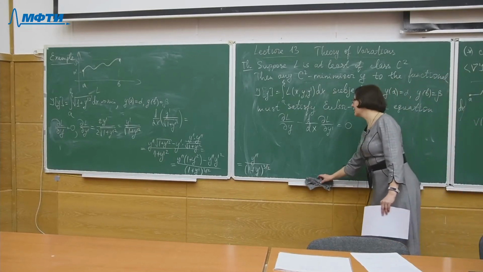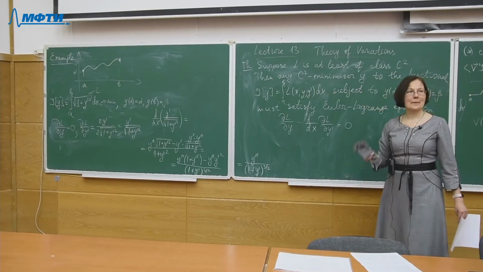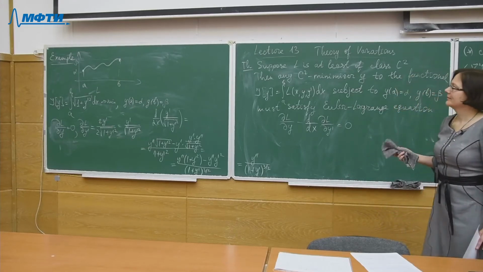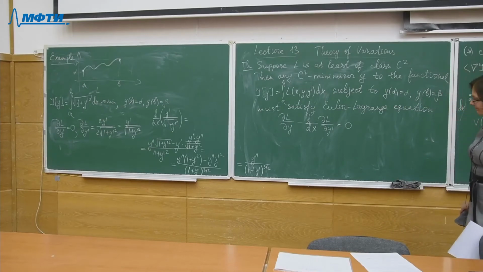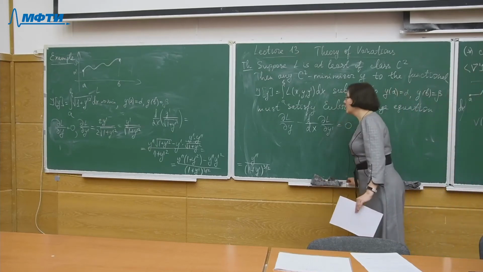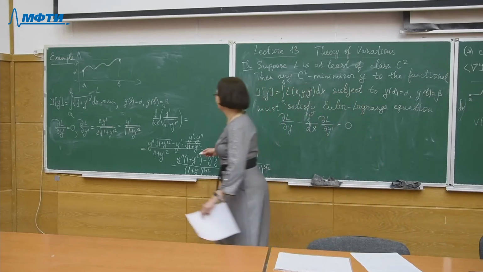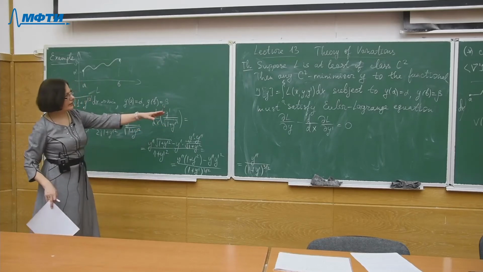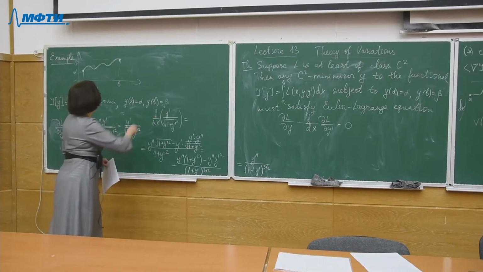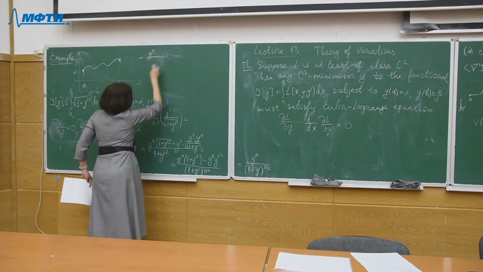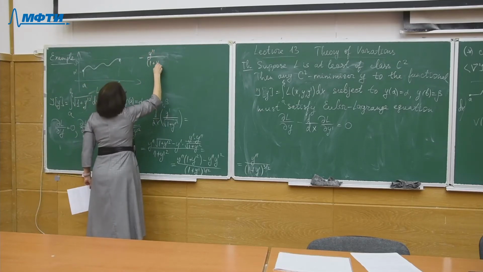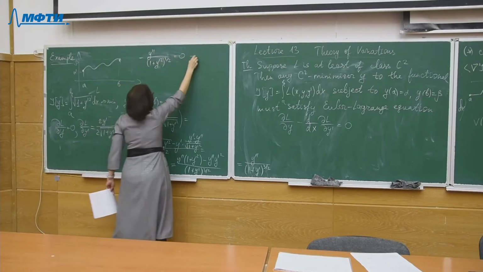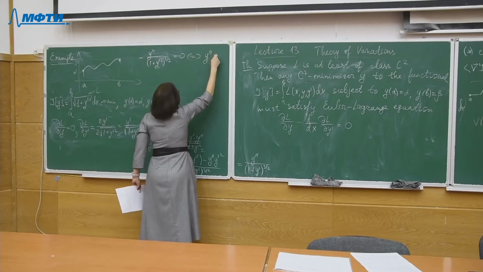Okay, what shall we do next? Yes, so equate this to 0. And the Euler Lagrange equation will have the form minus y double prime over 1 plus y prime squared to the power 3/2 equals 0. And this is the same as y double prime equals 0.